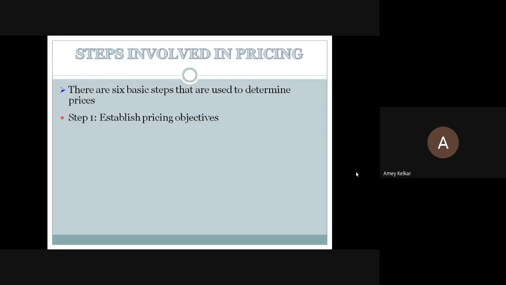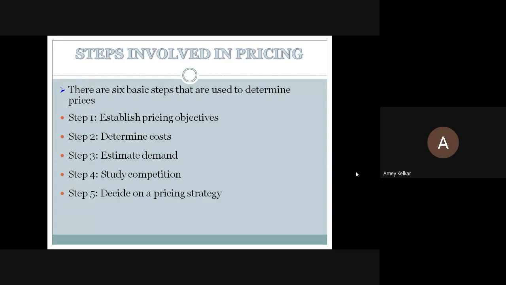First is establishing the pricing objective. Second is determining the cost. Third is estimating the demand. Fourth is studying the competition. Fifth is deciding on pricing strategy. And sixth is setting the prices. All these 6 steps have a very important role in the sale of your product, because at the end of the day, in any business, we get money only when our product is sold.